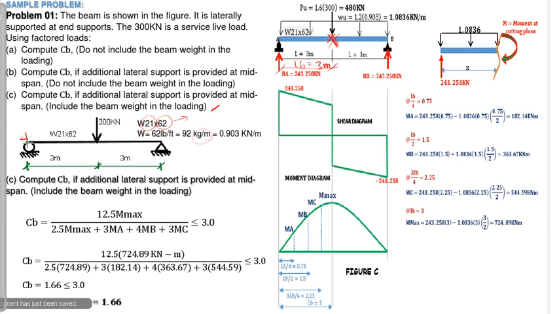So, meron tayong dead load. Dead load yan since that is a beam weight. Weight ng beam na 0.903 kilonewton per meter. Tapos, sabi, using factored load. So, ifa-factor natin yan. Yung live load na 300, that is 480. Tapos, yung WU natin, this is dead load. So, 1.2 times 903. Ito yung magiging value natin. Okay?